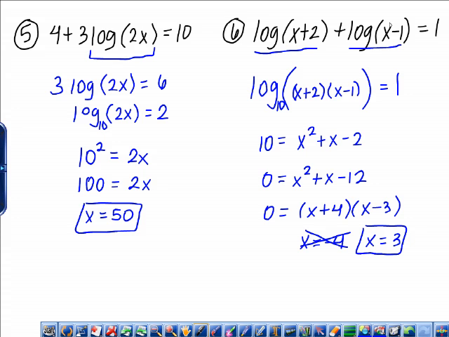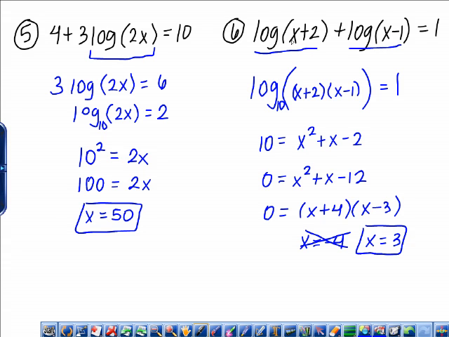Now this isn't as easy to calculate as the other one. You'd still have to use some log properties and go through it, but this does end up being a good solution. Okay, so definitely when your original problem has logs, you need to check for extraneous solutions.